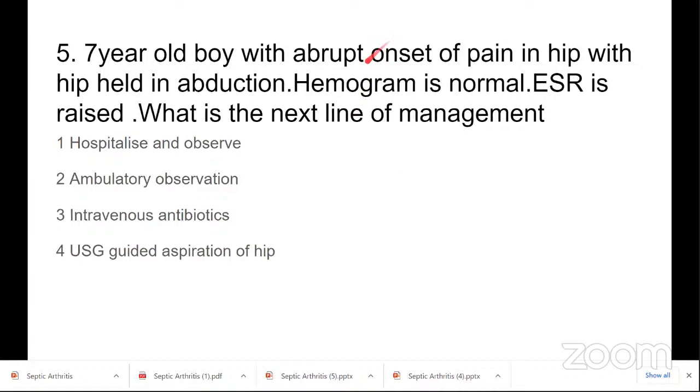Abrupt onset of pain, held in abduction. I told you, FABER is the position of the hip. FABER means flexion, abduction, external rotation. Hemogram is normal, means the cell count is normal. ESR is definitely raised. What is the next line of management? Option 4. Yes, ultrasound guided aspiration of the hip.